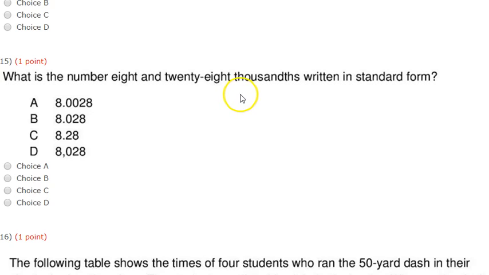Number 15. What is the number 8 and 28 thousandths written in standard form? Is it A, B, C, or D?